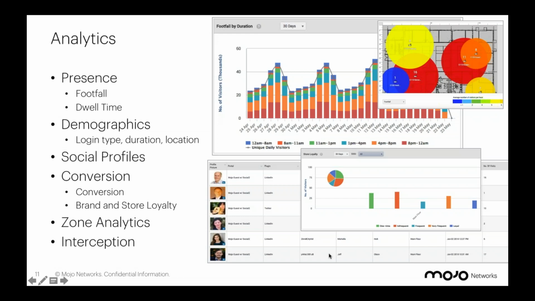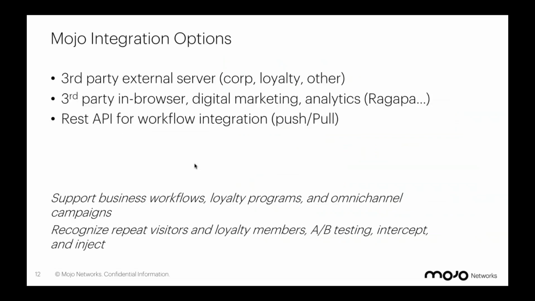How many times have they come? Wow, this person's been here more than 5 times in a certain period of time. Wow, that's someone who I should give a better deal to, or that's someone who I should reach out to. And all of these analytics, and there's much, much more than these. These are just a few screenshots. Keep in mind that all of these analytics are available also as reports and through our open API.